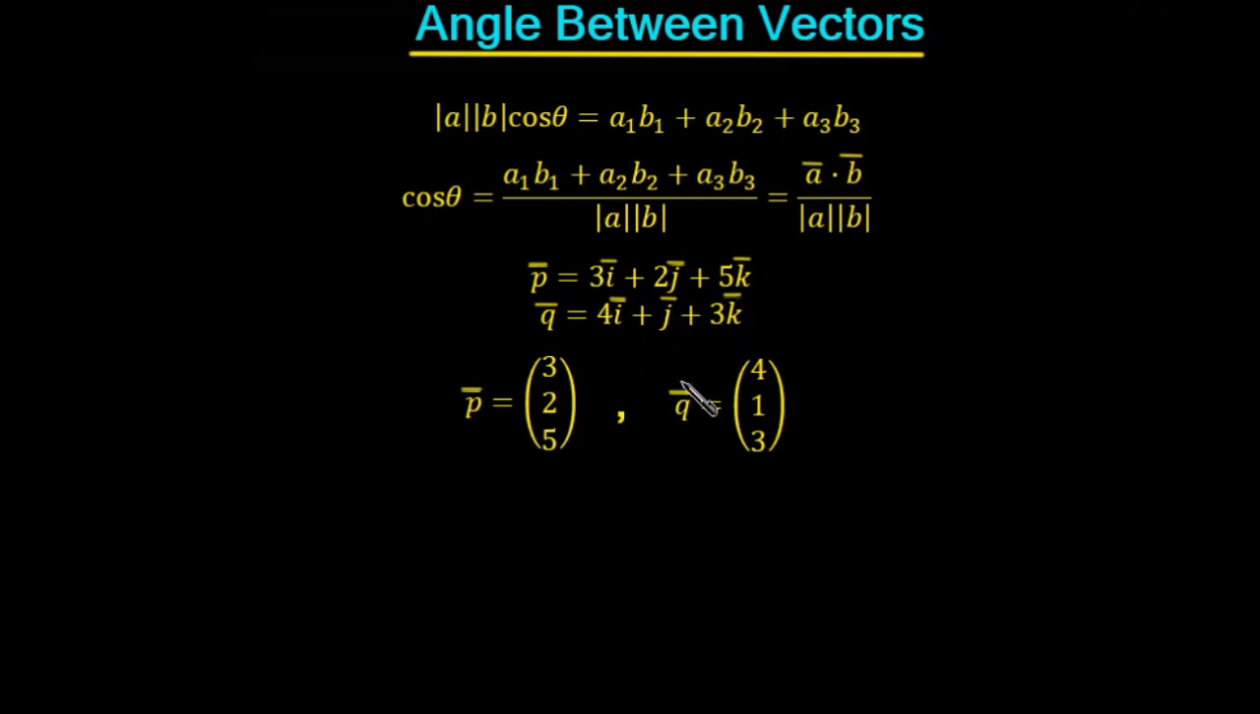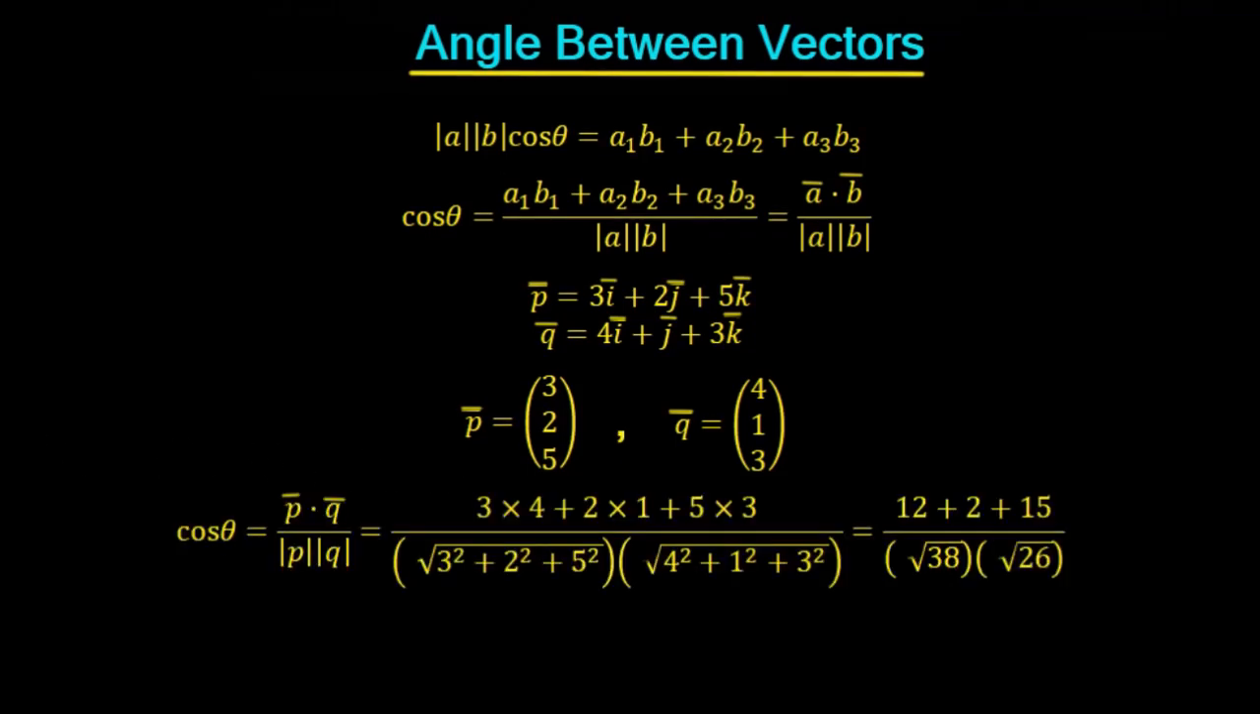So let's go ahead and we'll work out the angle, cos theta, between these two. So the cos of theta is going to be P dot Q divided by the length of P times the length of Q. So we know we can get P dot Q from the A1 B1 plus A2 B2 plus A3 B3. So it's simply going to be 3 times the 4 plus 2 times the 1 plus 5 times the 3. So that's the top line here.